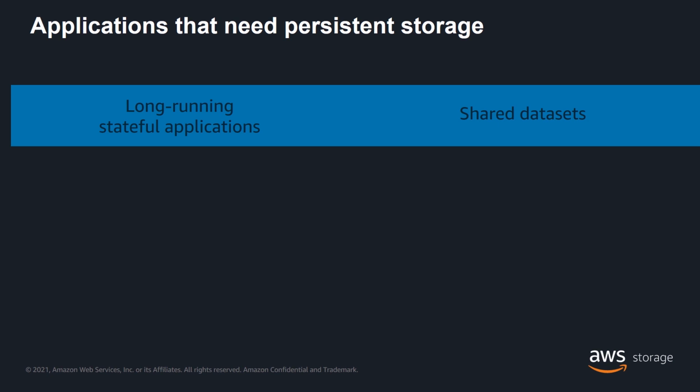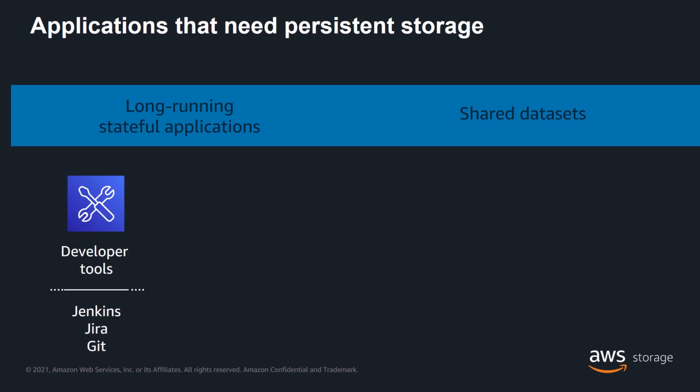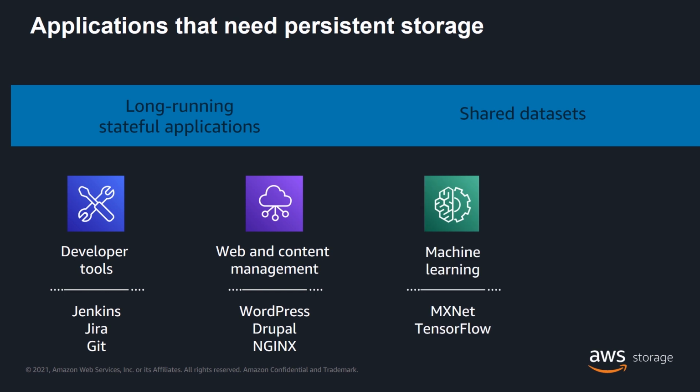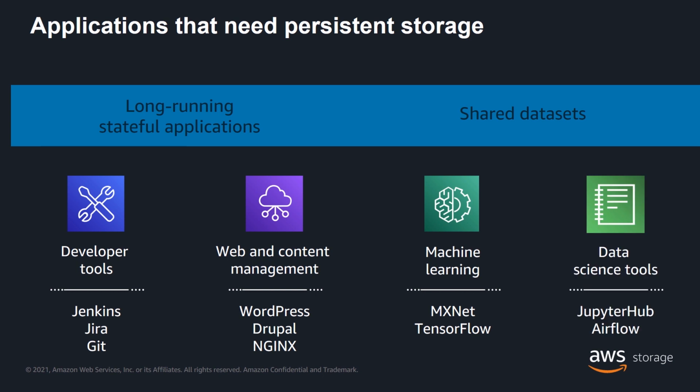For example, developer tools like Jira and content management systems like WordPress and Drupal use persistent storage to achieve high availability through an active standby model, often across AWS availability zones. With machine learning, customers use EFS to store shared data sets and data scientist home directories, allowing them to train models in parallel across multiple containers and access data from individual data science notebook containers. So as you can see, there's a wide variety of use cases or applications that really need persistent storage, even when you build them on containers or on serverless.